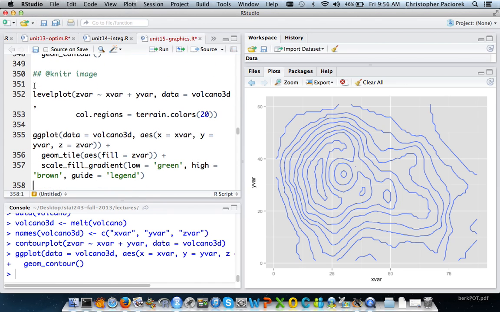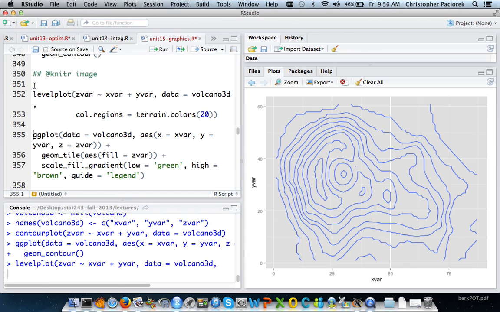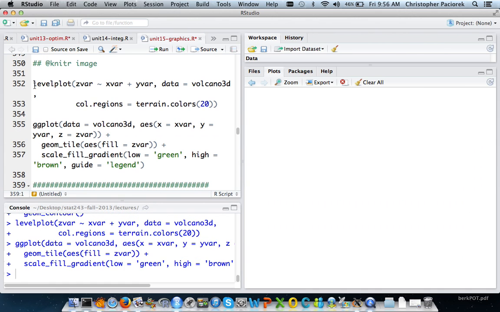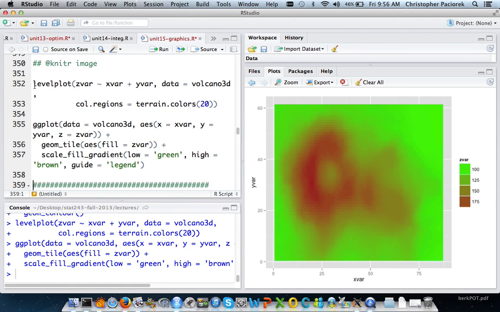And if you want to do it as solid colors instead of contour lines, then either levelplot or this geom_tile addition in ggplot would do it. So you can make a plot that looks like that. I tend to like these kinds of plots for doing 3 dimensions. And there's the ggplot analog with not particularly nice colors, but you could monkey with that as well.